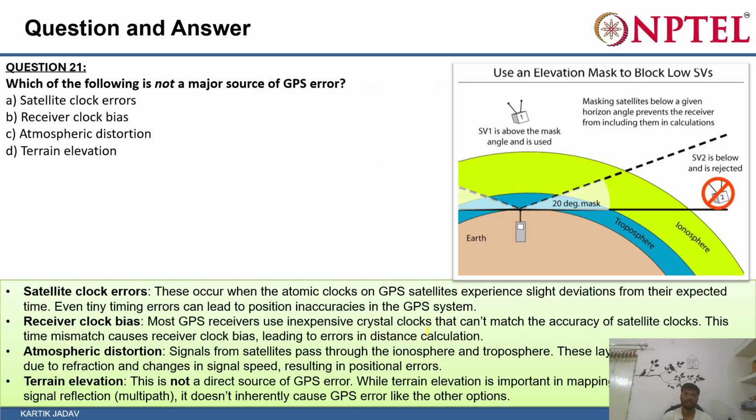Question number 21. Which of the following is not a major source of GPS error?